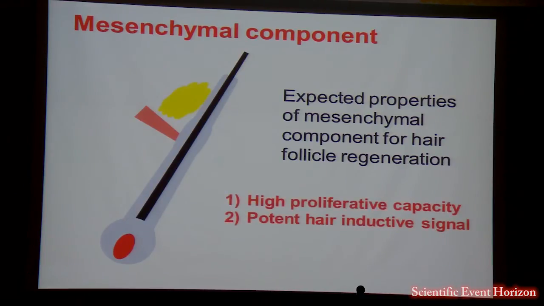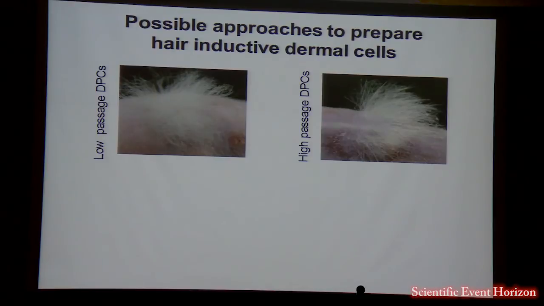One is, of course, as I mentioned before, the high proliferative capacity needs to be secured to obtain a sufficient number of those cells. And the other point is the potent hair inductive signal, of course. So what are the possible approaches to prepare the hair inductive dermal cells?